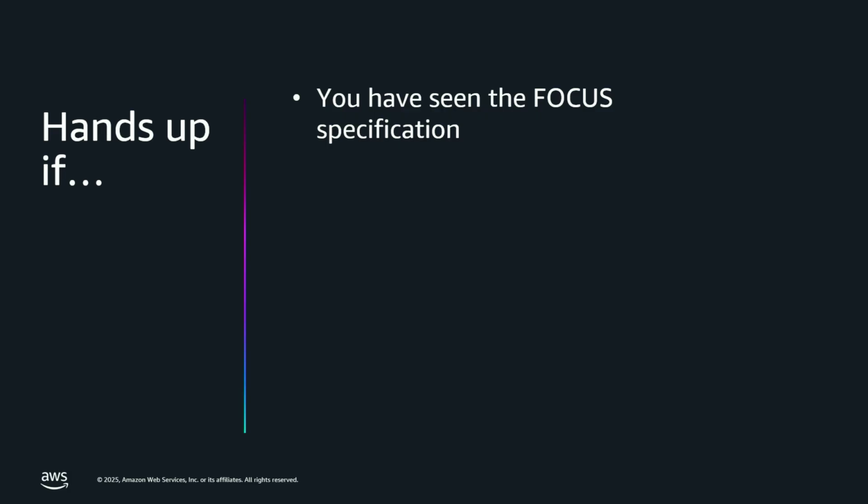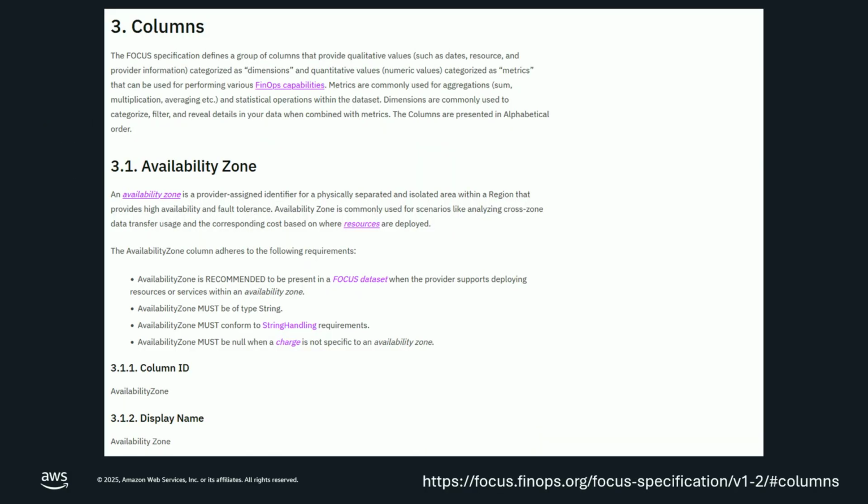Okay, so for the folks with their hands down, you've now seen part of the Focus spec. It's a big document. It covers things like normative requirements, different columns, and metadata and attributes for the cost and usage data set. This is an example of availability zone, right? You get a nice definition here.